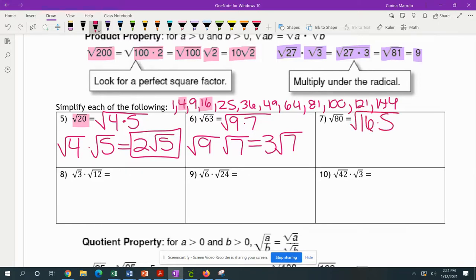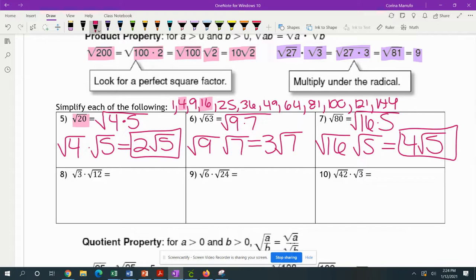Gives you 80. Okay, then we break it down into two different square roots. We have the square root of 16 times the square root of 5. Well, the square root of 16 gives us 4. And 5, we can't take the square root of 5 and get a whole number, so it's going to stay trapped inside the square root.